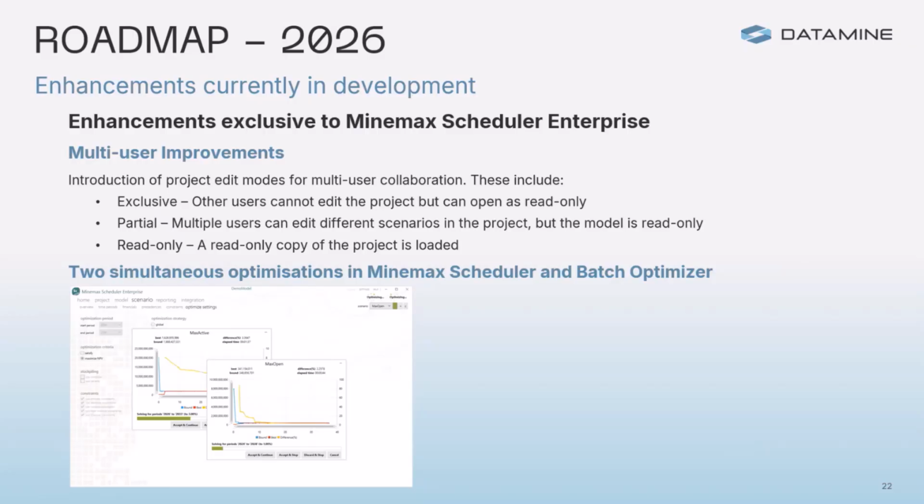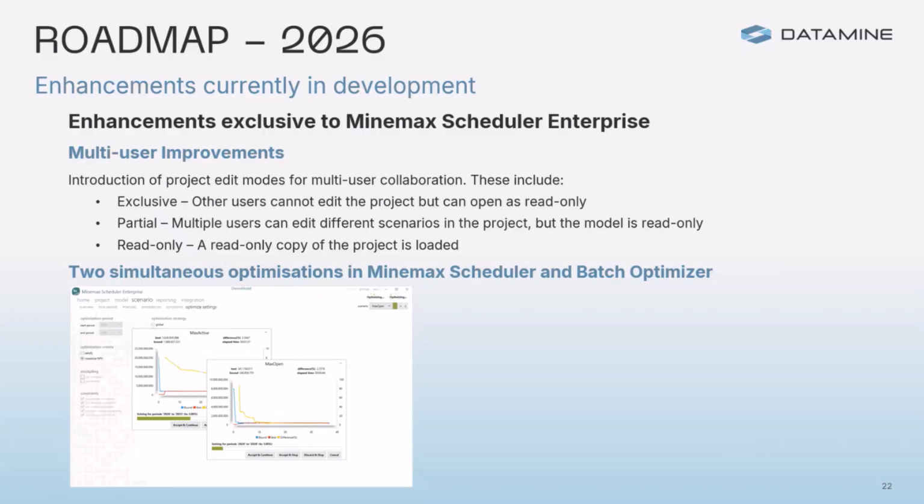Partial, which will allow people to load and lock individual scenarios. So that will allow one person to be working on one scenario, another person to be working on another scenario, or potentially the batch optimizer to be optimizing one scenario while you're working on another one, so you don't have to worry about any of those collisions that might have occurred previously. And you can also just choose to open a project in read-only mode, sort of like you had with Scheduler Viewer, so you're not locking that project down and stopping other people from doing any work.